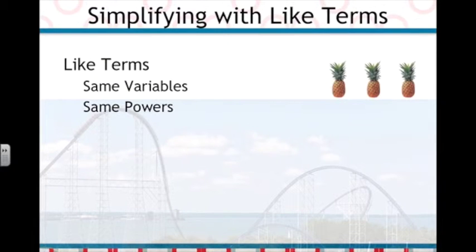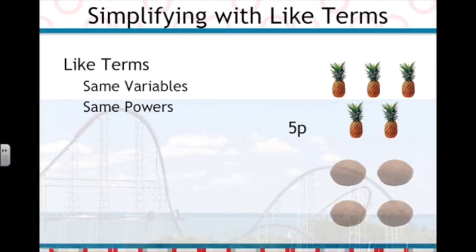For example, if you have 3 pineapples and 2 pineapples, you can combine them to say you have a total of 5 pineapples. This is just like if you had 3p plus 2p, you can add them to get 5p. However, if you also have 4 coconuts, you can't combine them with the pineapples. You have to just say that you have 5 pineapples and 4 coconuts. This is like if you tried to add a 4c to the 5p, you would have to just write it as the binomial 5p plus 4c.